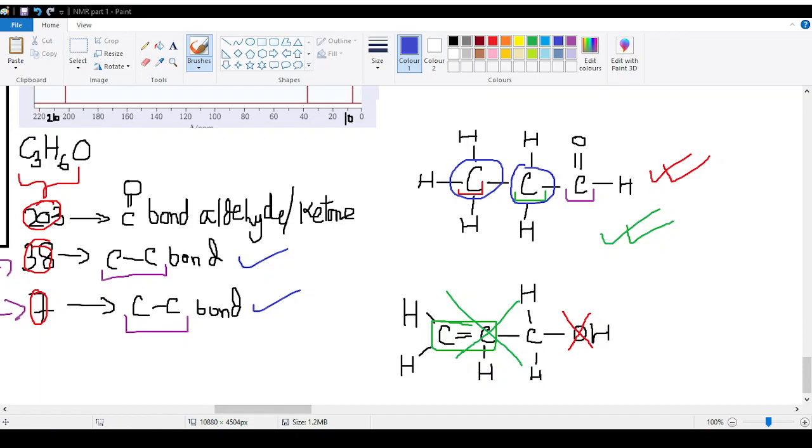So, a few more examples. We'll look at two more examples, and then I'll move on to the hydrogen NMR. Because if you don't understand this one properly, then hydrogen NMR is more difficult. So let's just do this properly, and then we'll move on to hydrogen NMR.